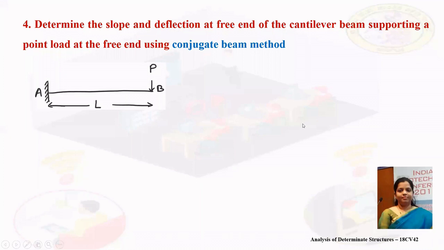Now let us take up the next problem. Determine the slope and deflection at the free end of the cantilever beam supporting a point load at the free end using the conjugate beam method. This is the beam, which is a cantilever supporting a point load P at the free end. First, let us try to draw the bending moment diagram for this.